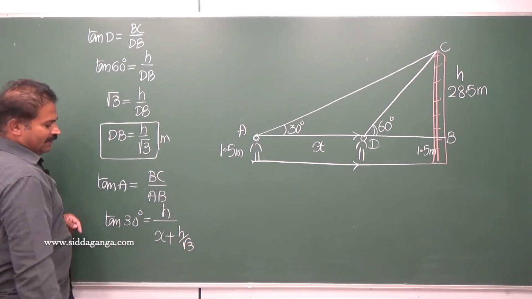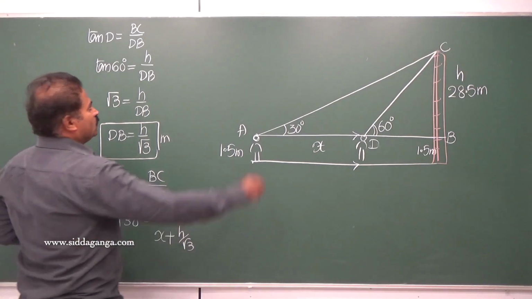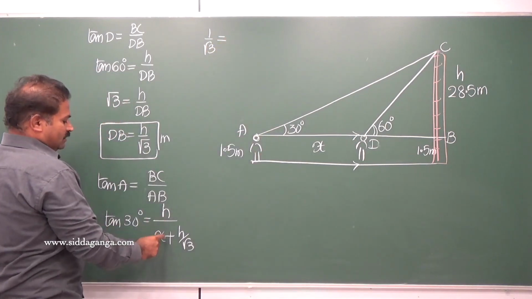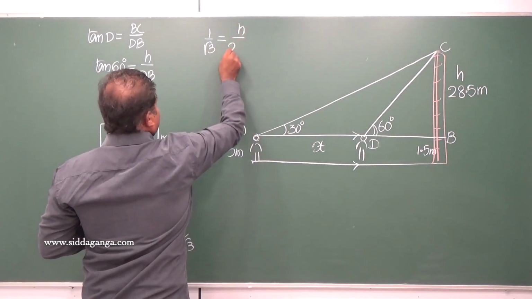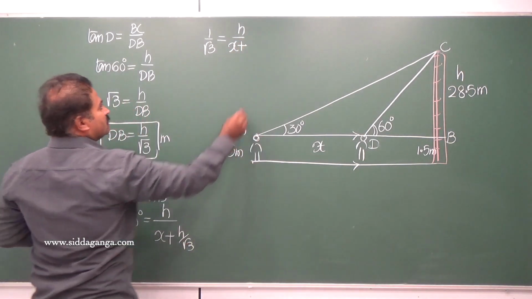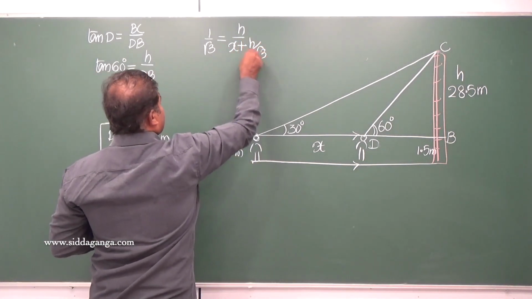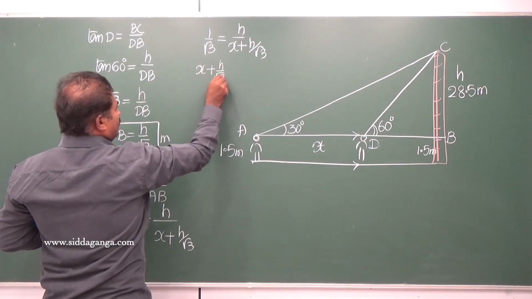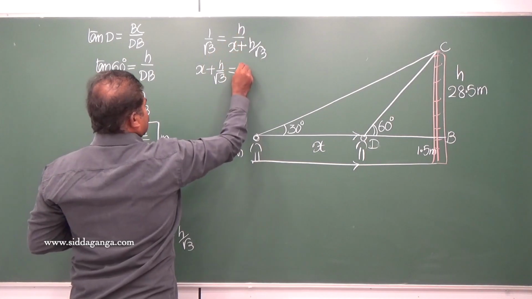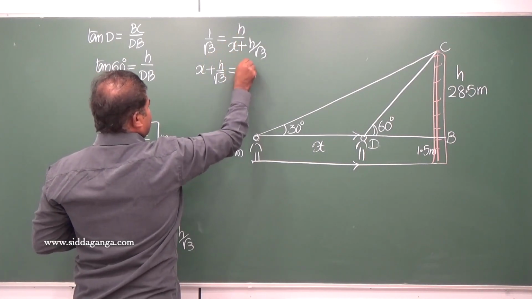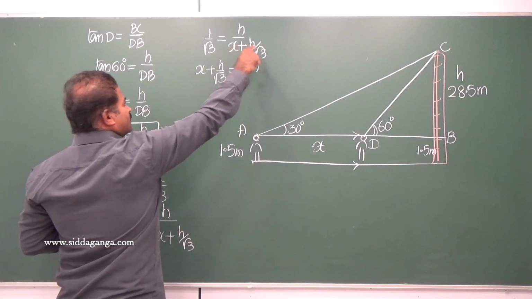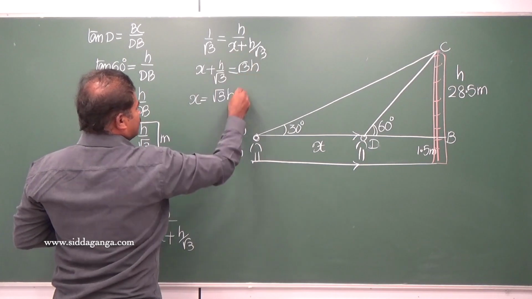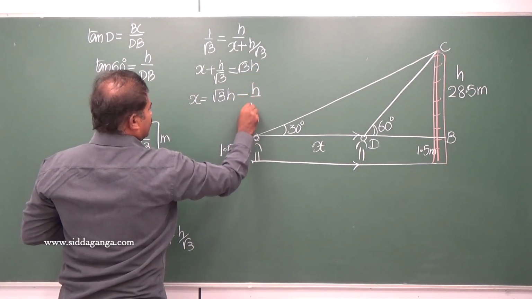Now what is tan 30? Tan 30 is 1 by root 3. So this is 1 by root 3, which is equal to H divided by X plus H by root 3. You can cross multiply these two. So that will give you X plus H by root 3 equal to H into root 3, which is root 3 H. Now you can shift this to that side. When you shift this to that side, it becomes minus H by root 3.